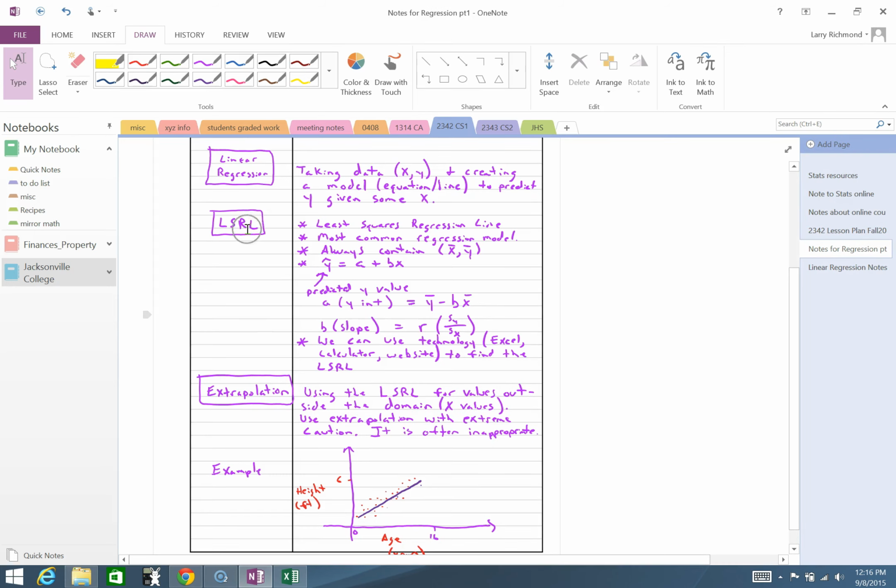We saw that the least squared regression line was defined by this equation: y hat is equal to a plus bx, where a is the y-intercept and is given by y bar, the mean y, minus b times x bar, and this value b is the slope, which is equal to r, the correlation coefficient, times the standard deviation of y divided by the standard deviation of x. I'm going to copy this section so we can look at it a little closer.